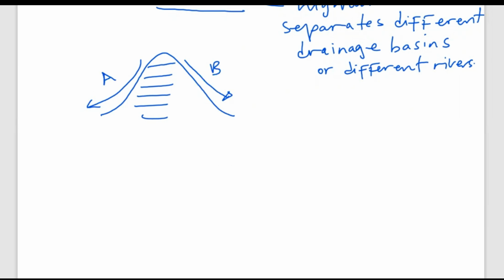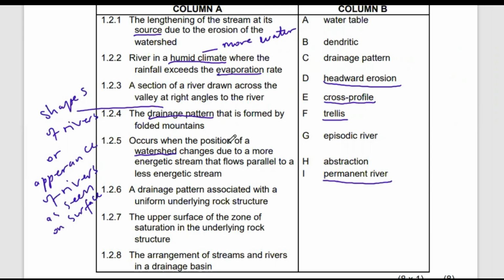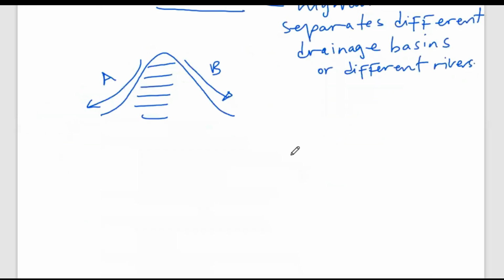Let's check the question once again. The question says it occurs when the position of a watershed changes due to a more energetic stream that flows parallel to a less energetic stream. So there are two concepts. Firstly, we understood what is a watershed. Now they are saying there is a more energetic stream and a less energetic stream. When they say less energetic, it's the same as a weak river. When they say energetic, the same as a stronger river. Let's go back to our diagram. You can see that this other side is a bit steeper compared to this other side, which means rivers which flow on a very steep gradient become more energetic. In this one, which flows on somewhat relatively gentle, we can refer to this as a less energetic stream.